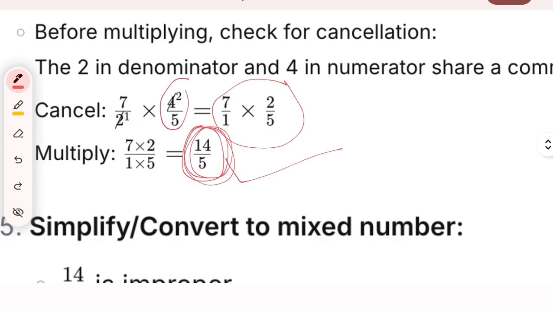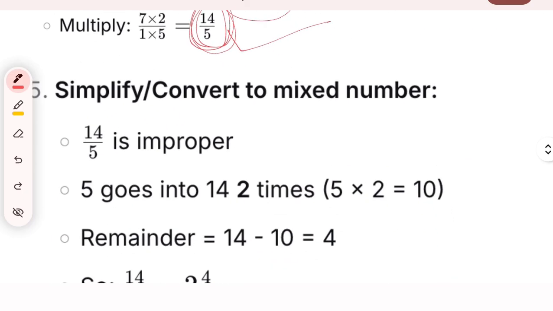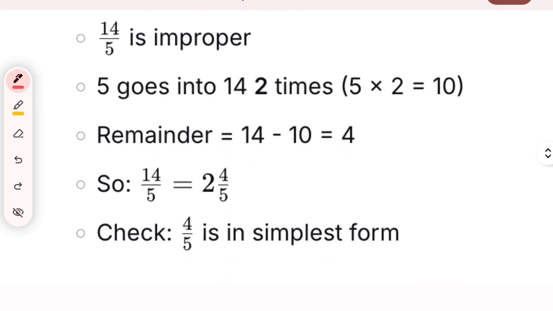So the final answer is 14 over 5, or you can now convert it into a mixed number. So 14 over 5 can be rewritten as 2 and 4/5. So 14 divided by 5 is 2. The remainder is 4. So 2 and 4/5.